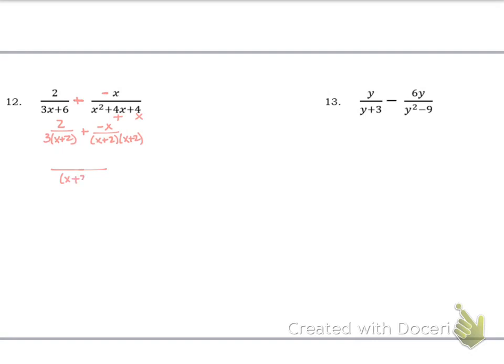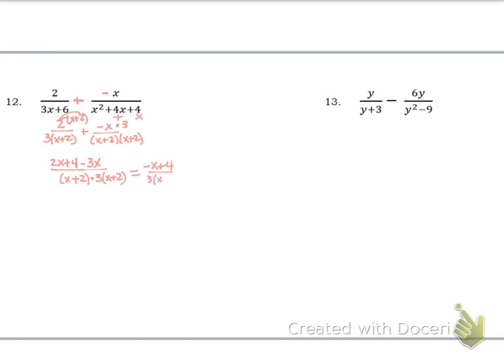They also need the 3, and the left side's missing the other x plus 2. Okay, so he's missing the second x plus 2 set, and this one's just missing my 3. So I'm going to have to distribute that 2. So I'm going to get a 2x plus 4. And then negative x times 3 is just going to give me a negative 3x. 2x minus 3x will give me a negative x.